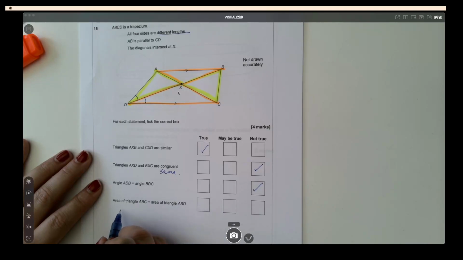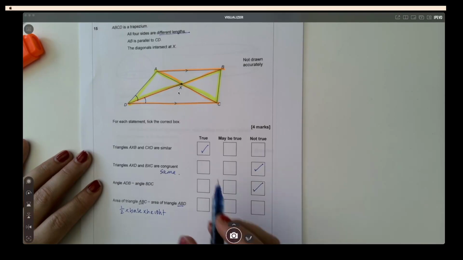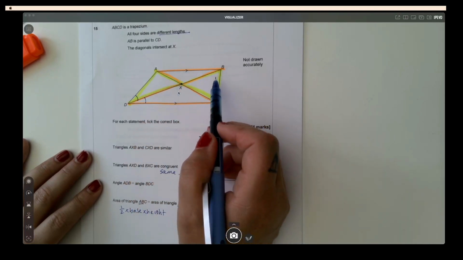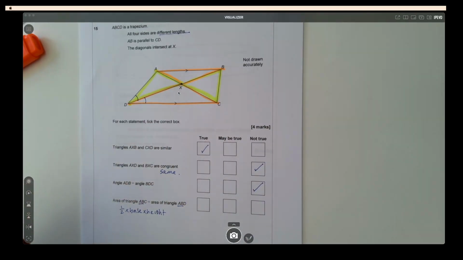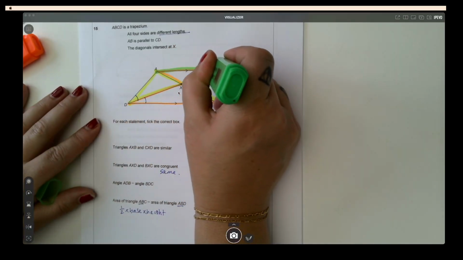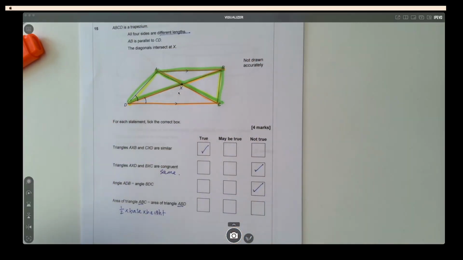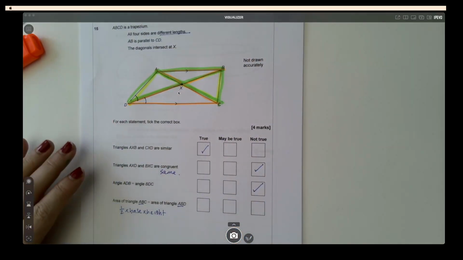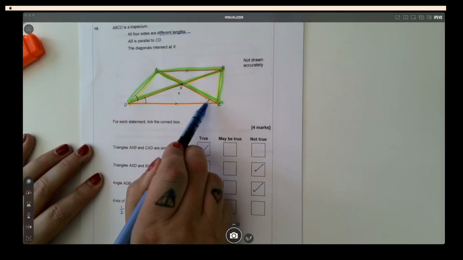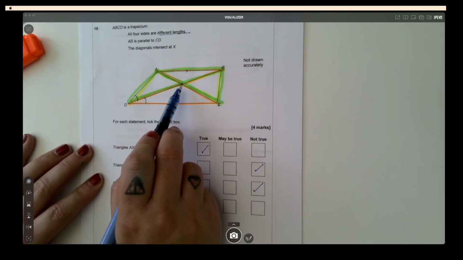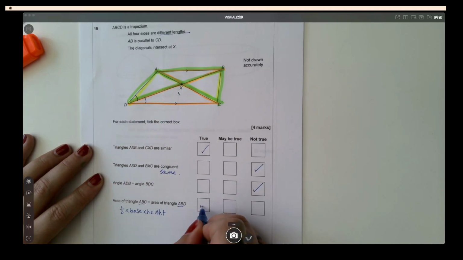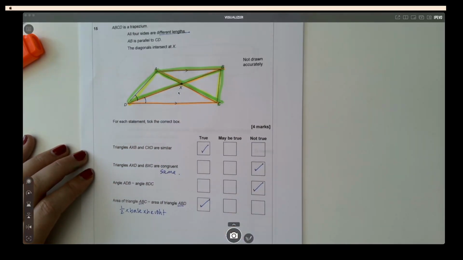So we would do half times the base times the height for the area of the triangle. They each have AB in common. So what we've got, A, B, C. Let's highlight that to make it a bit clearer. A, B, C and A, B, D. So they've got the same base, AB. They've got the same perpendicular height because X is where the diagonals intersect. So yeah, the areas of those two triangles would be the same.